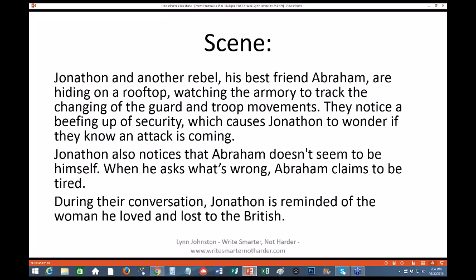So this is the beginning of Jonathan noticing that things are not right with Abraham, but it's going to be a small thing. It's going to be the kind of thing he can brush aside and then realize later, "Whoops, I shouldn't have ignored that." And during that conversation, since they are very focused on beating the British, I'm thinking that Jonathan might be reminded of that woman that he left and lost, just because that's the motivation that drives him.